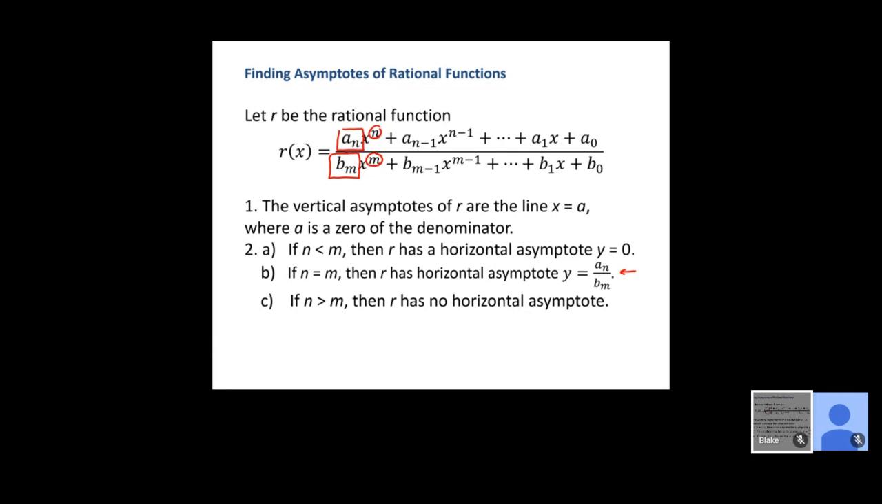So those are the three rules, right? Smaller exponent in the numerator, y equals 0. Exponents are equal, divide the leading coefficients. Exponent in the numerator is bigger than the exponent in the denominator, there's no horizontal asymptote.